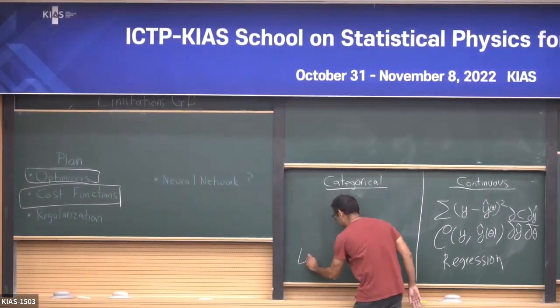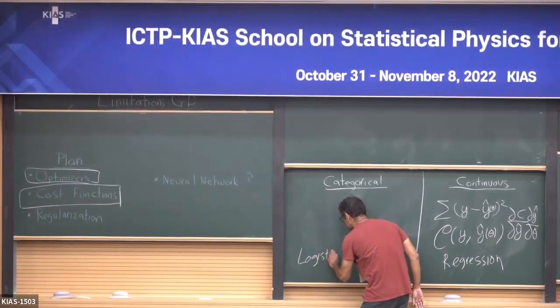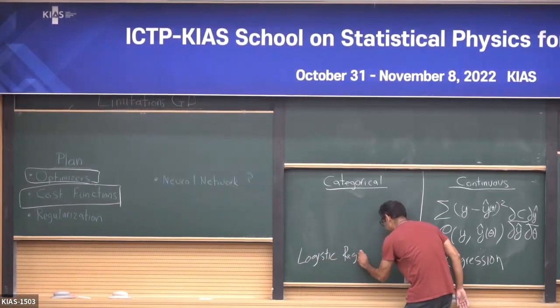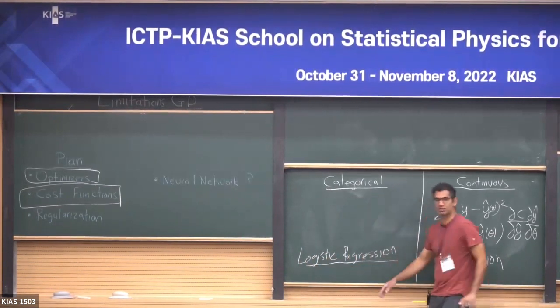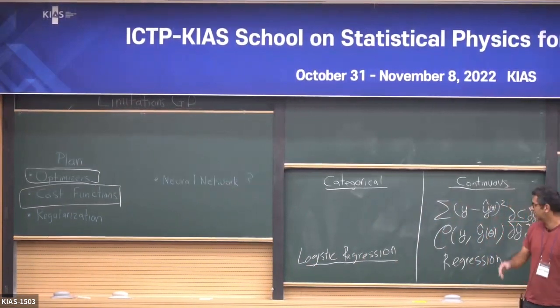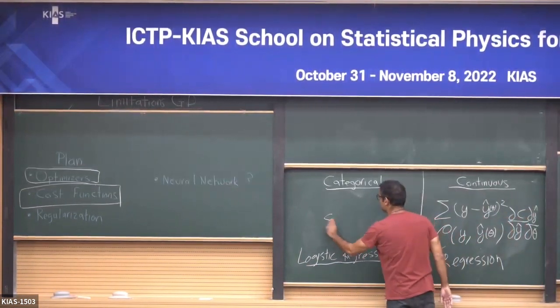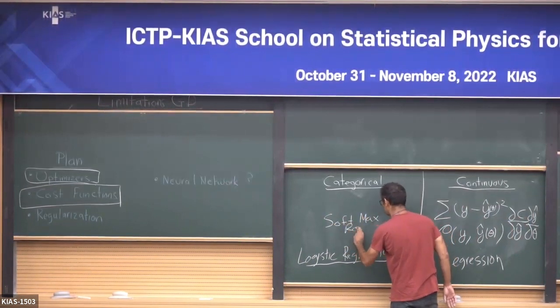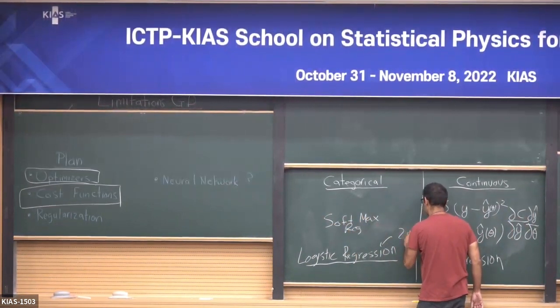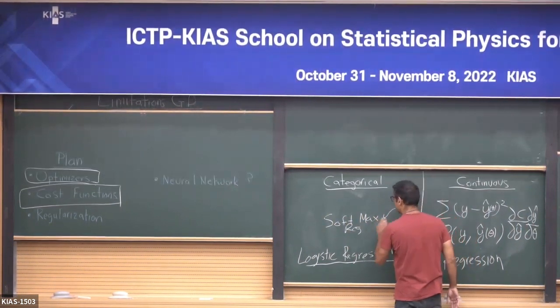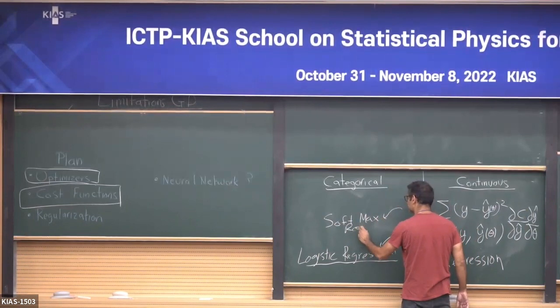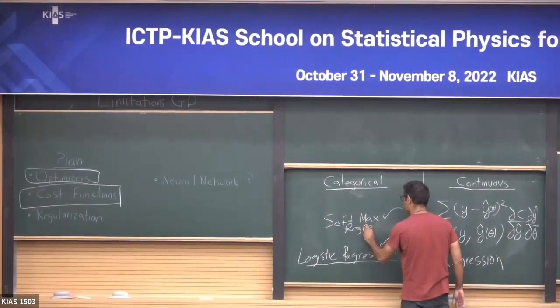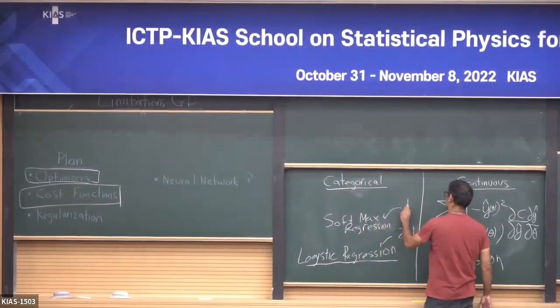It's not going to be really important for what we do. So the standard thing is logistic regression. Let me tell you how logistic regression works. And in general, logistic regression or softmax regression. So this is usually two variables, two categories, but this is general, many categories. Say M categories.